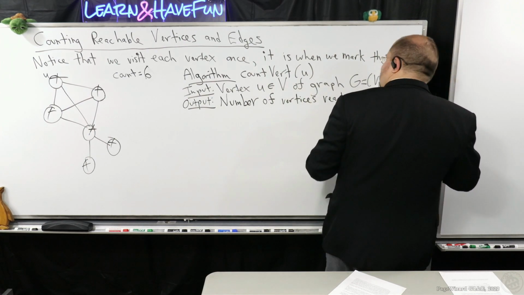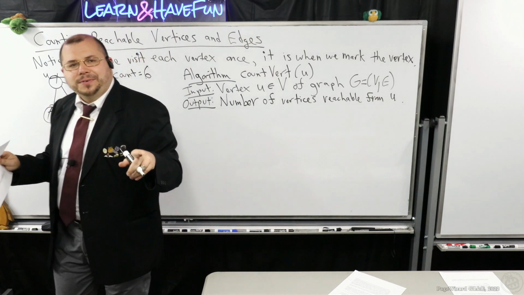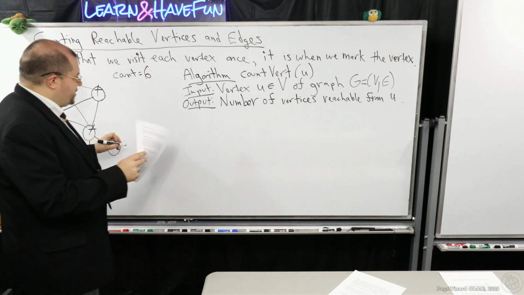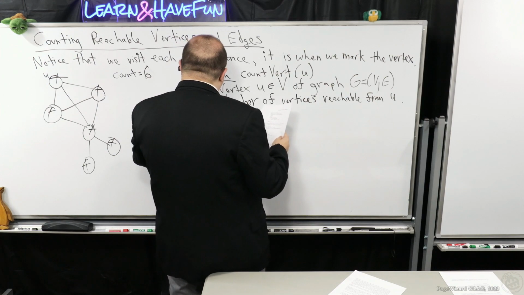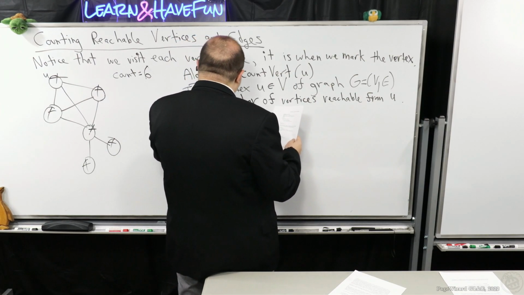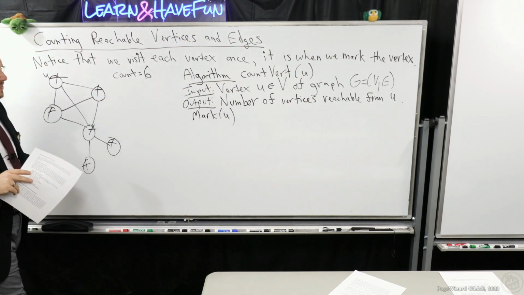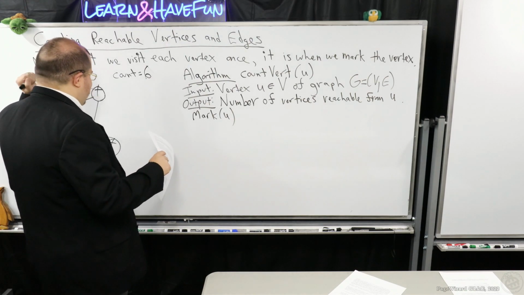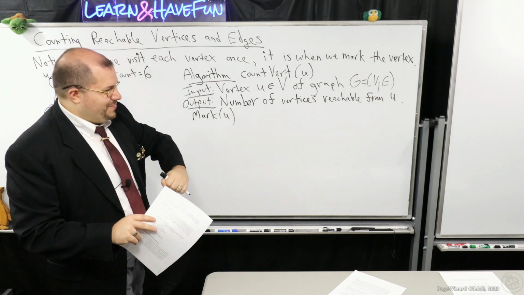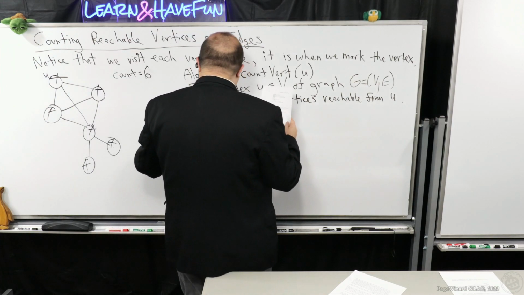from u. So what is the first thing I told you we were going to do? We're going to mark the vertex, right? So we mark the vertex. I mark it. That's the first thing I do. I just put an X on it.